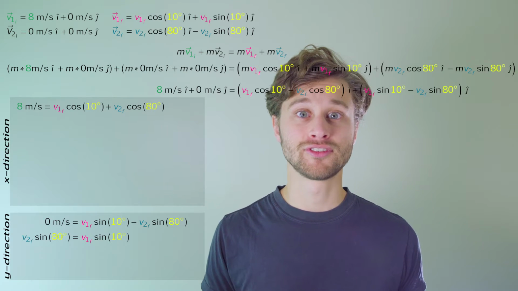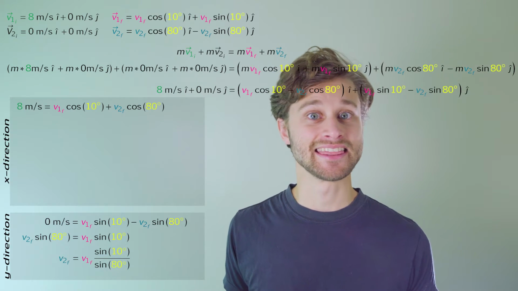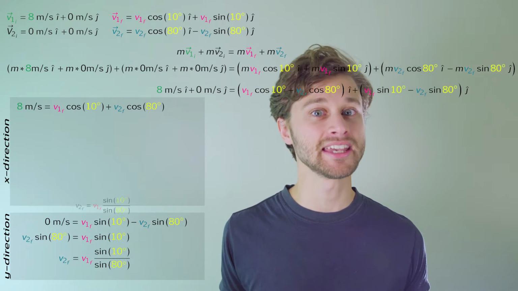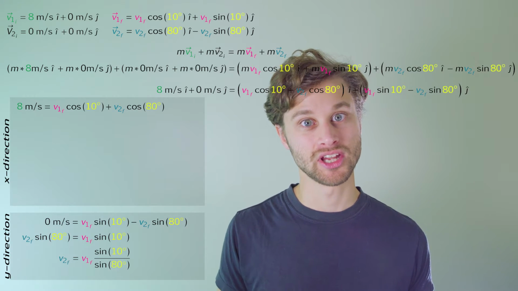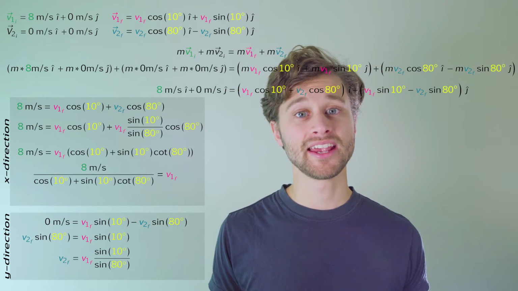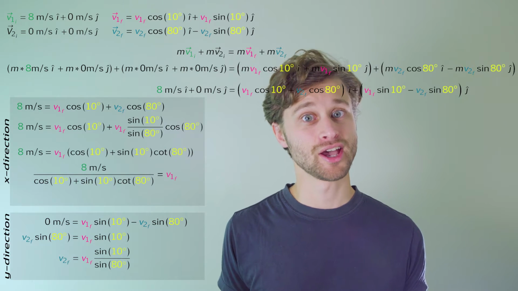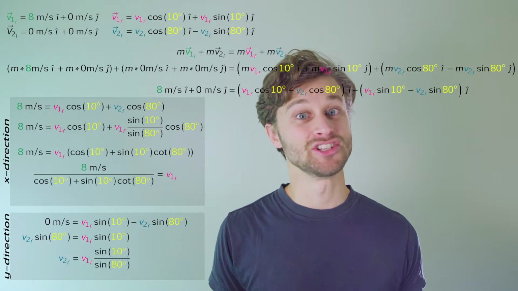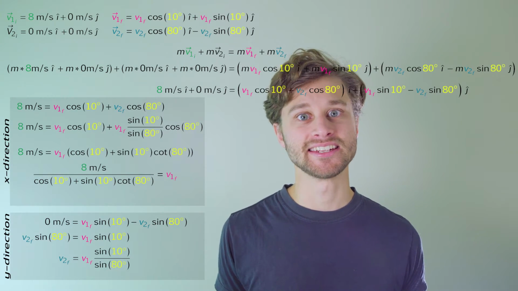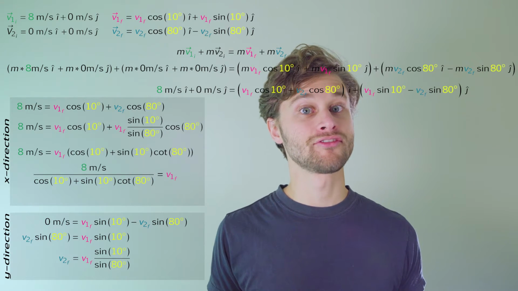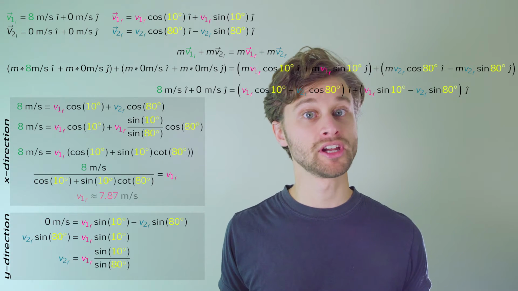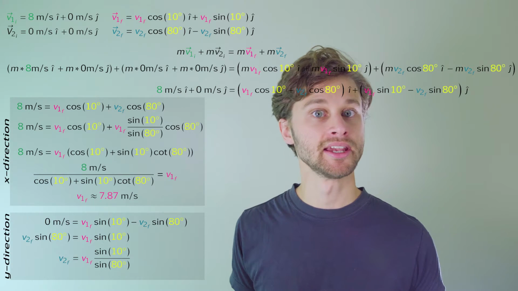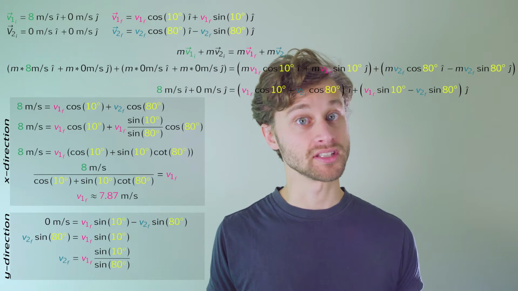I'm going to solve for v2 final to get this expression. Now I can take this value for v2 final and plug it into the x direction equation. Getting v1 final all by itself, I find that everything on the other side of the equation is just a number, which I can simplify down to this. And I find that v1 final is approximately equal to 7.87 meters per second. Its direction is 10 degrees above the positive x-axis.